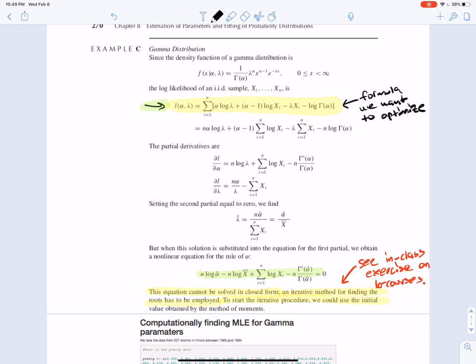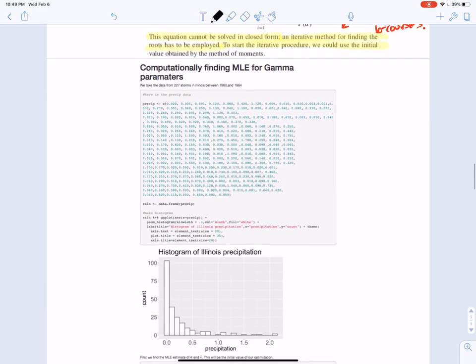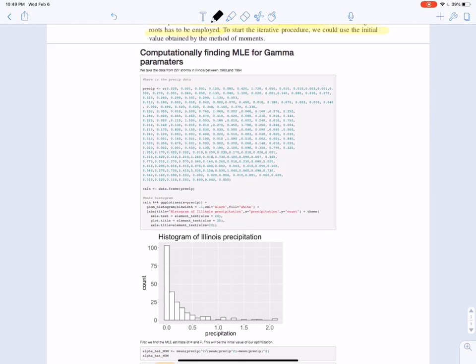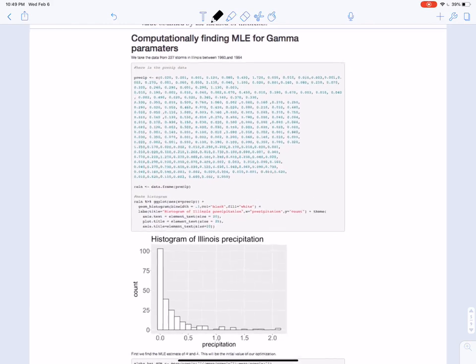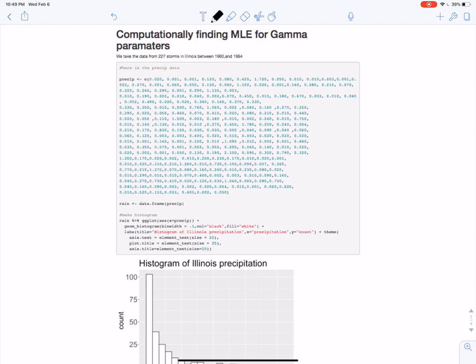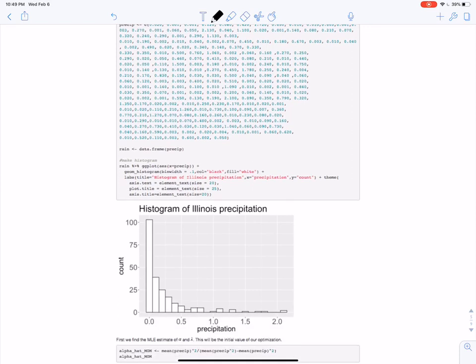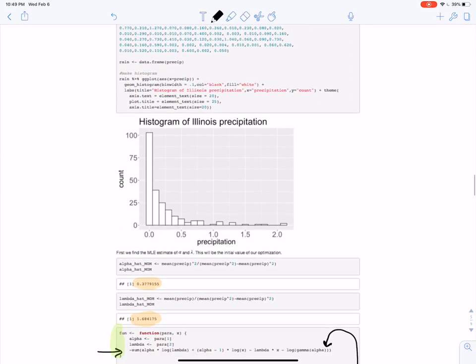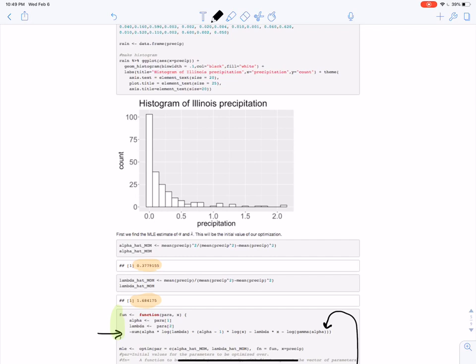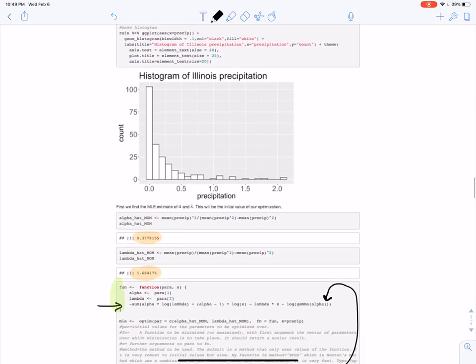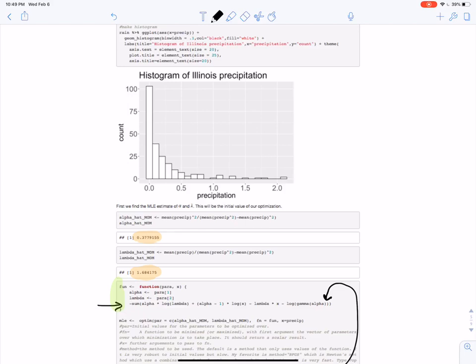And so we did an in-class exercise on B courses, where I took data from 227 storms in Illinois, and I formed a data frame. So here's a graph. It looks gamma to me. And so we're going to essentially do Newton's method here.